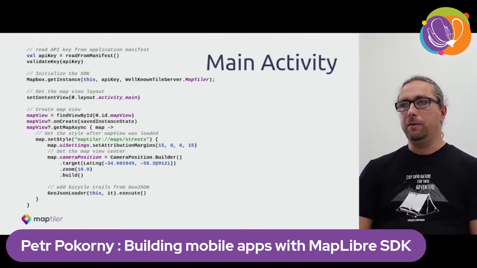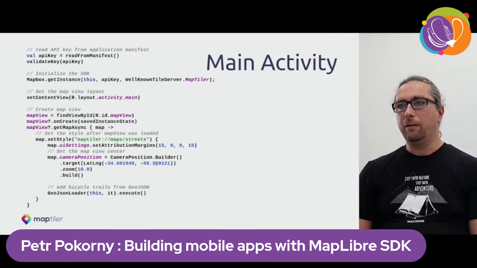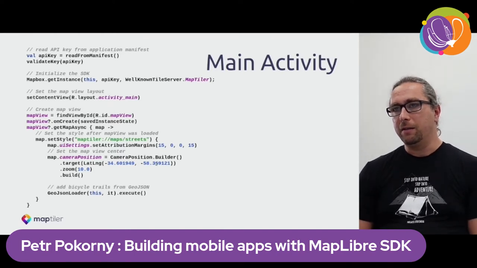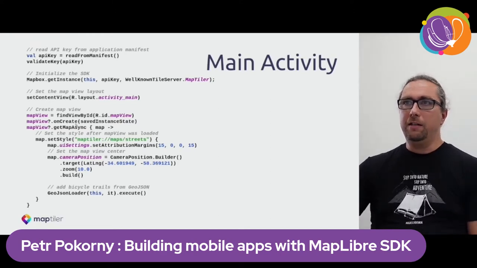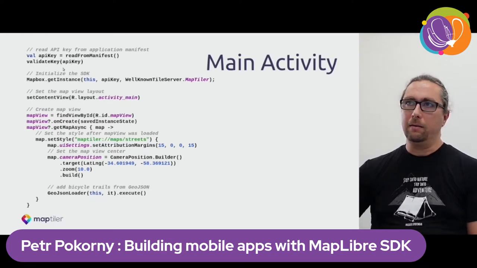Here at this point, it is important to set up the map control and put it on the screen. So we will write code for the onCreate event, or we'll override basically the onCreate method in the activity. We will read the API key from the manifest. You can see the code for this in the tutorial link presentation.